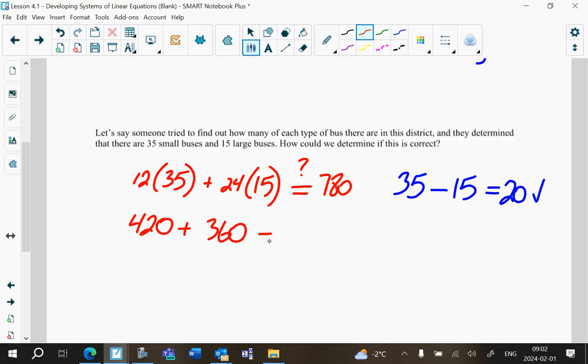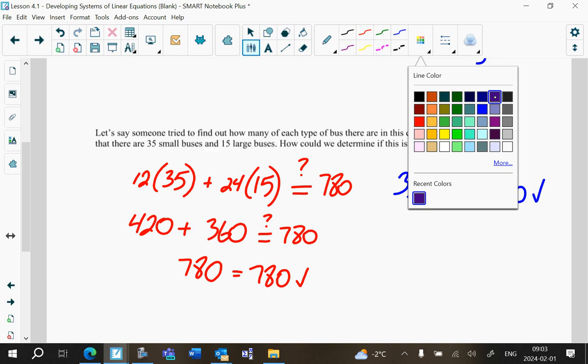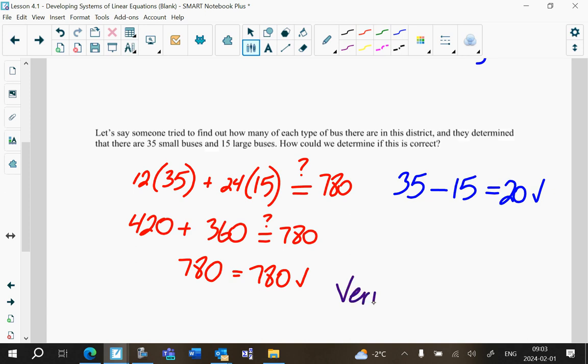Yes, because this will add up to 780, which does equal the other side of 780. So just as a conclusion, I can just put verified. Done.